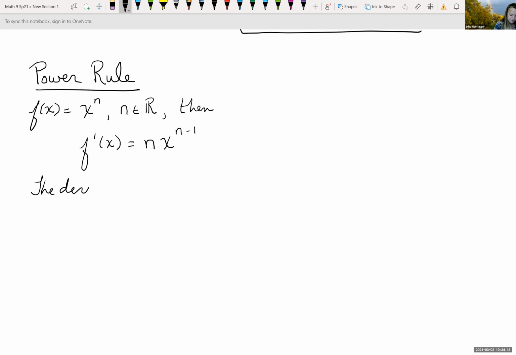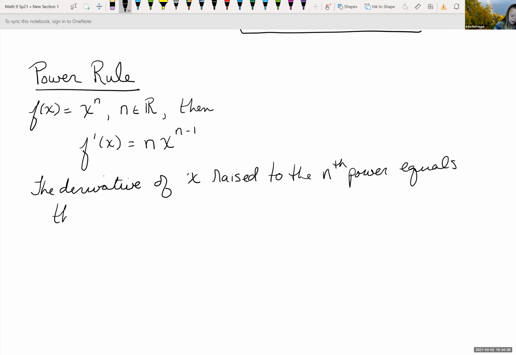So in words, the derivative of x raised to the nth power equals the power times x raised to the n minus 1 power.